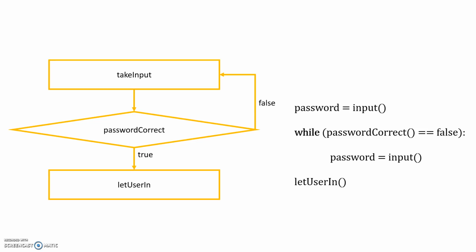And notice that structurally, a while loop is very similar to an if statement, except rather than an if, we have a while. And as long as the conditional statement inside the brackets evaluates to true, we repeat whatever code that's inside the while loop. So in this case, we say, while the password is not correct, we take input again.